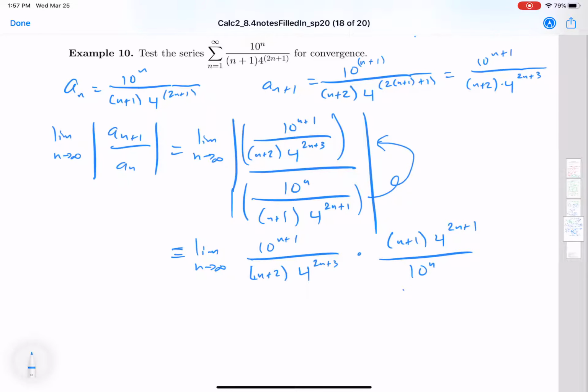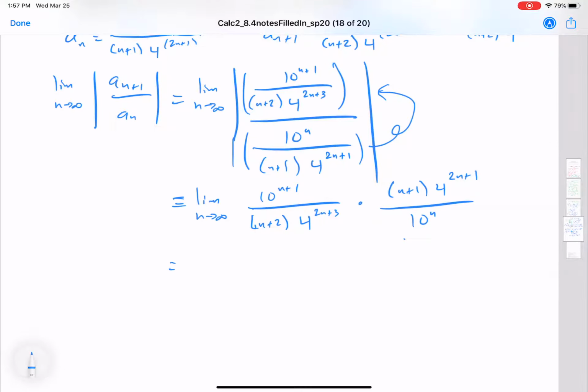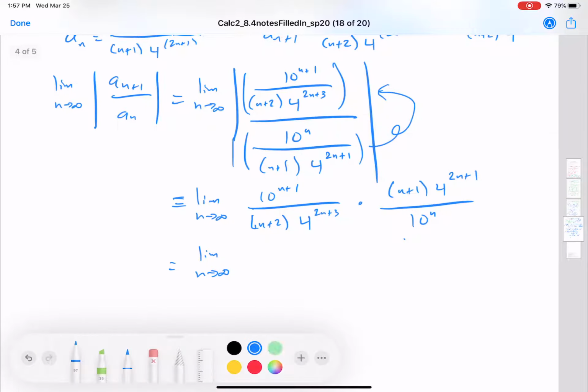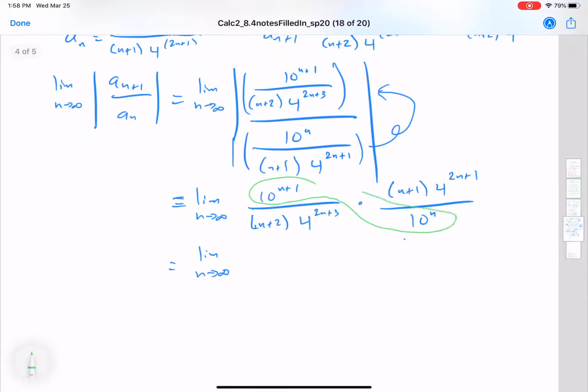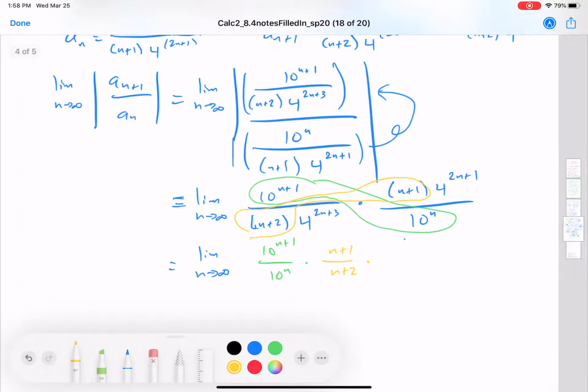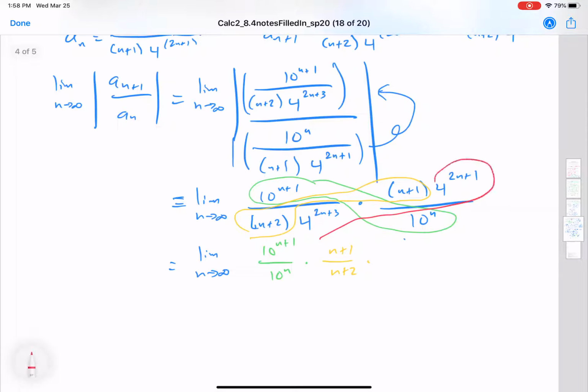And this looks like it could be pretty nasty, but it turns out it's actually going to be pretty easy to deal with. What I'm going to do is line up all of the things that match up. So I've got my 10 to the n plus 1 and my 10 to the n, so I'm going to put one of those on top of the other. And then I've got my n plus 2 and my n plus 1, so I'll put those one on top of the other. And lastly, I have my 4 to the whatevers. That's 4 to the 2n plus 1 over 4 to the 2n plus 3.